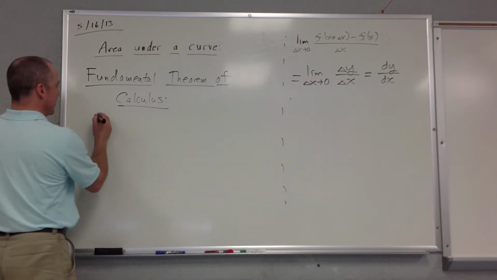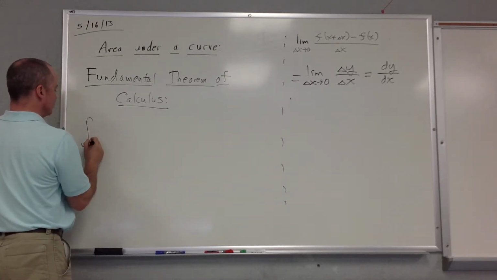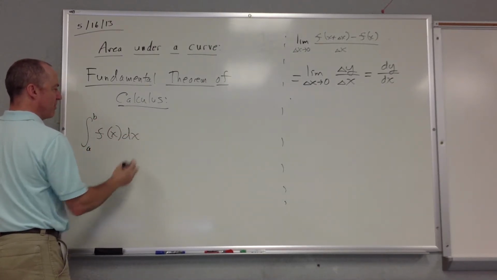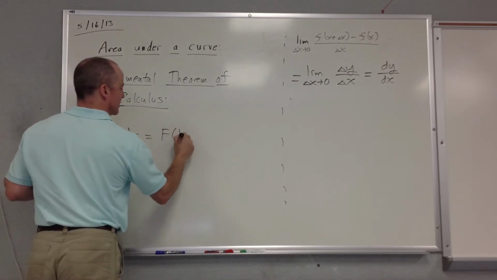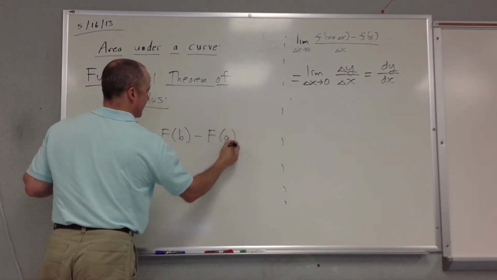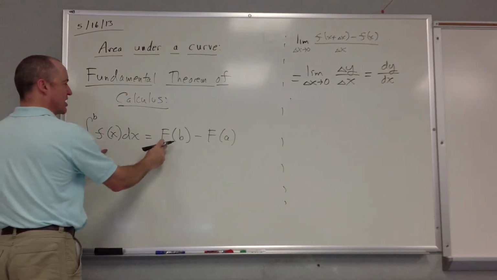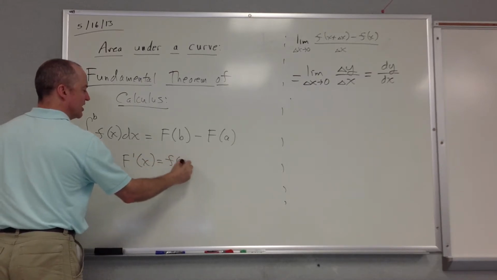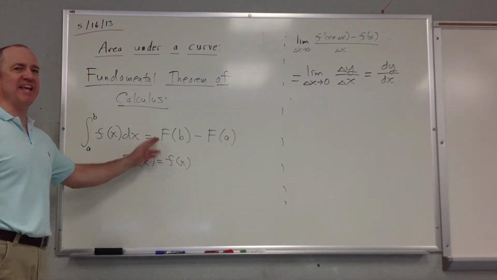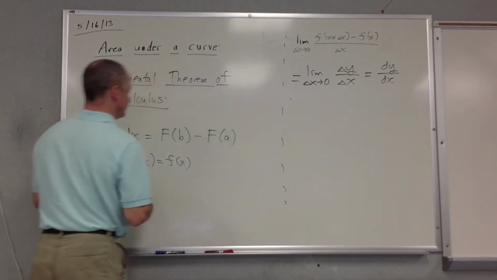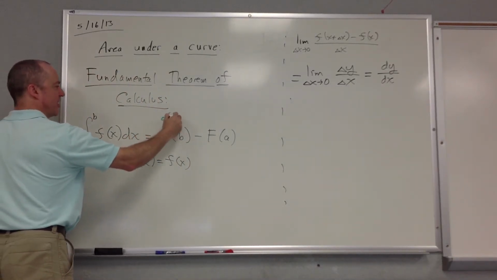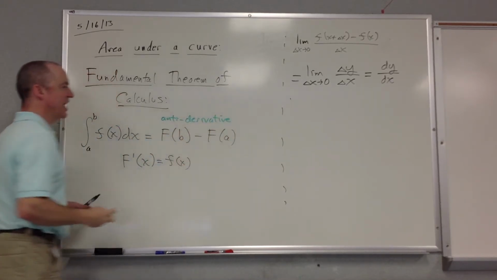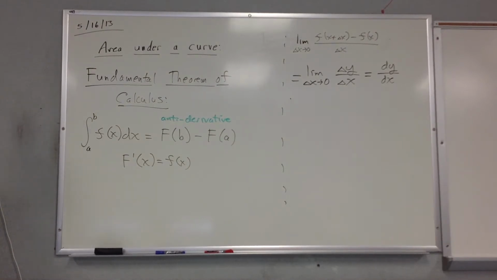All right. The fundamental theorem of calculus says the area under a curve of a known function is capital F of b minus capital F of a, where capital F, if you derived it, would get you little f. In other words, capital F is the antiderivative of little f.